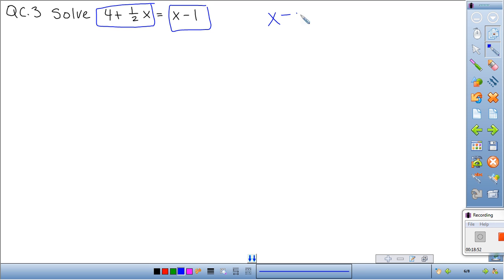X equals 10. And that was much quicker than solving it. But again, let me show you how to solve it. If we were to solve it, we need all of our x's on the same side. You can multiply to clear the fraction, or you can leave it in there if you want.